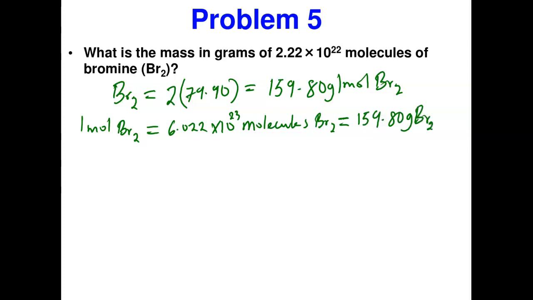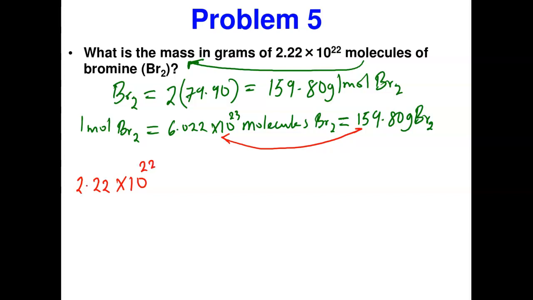Now, if you look at these 2 problems, our problem is pointing us in the direction that we're going from molecules to mass. If we're going to go from molecules to mass, we're not going to use the mole. The mole is not relevant to us. So what are we going to use? We're going to be using these 2 as our conversion factor. Again, we start from what we were given. We were given 2.22 times 10 to the 22 bromine molecules.